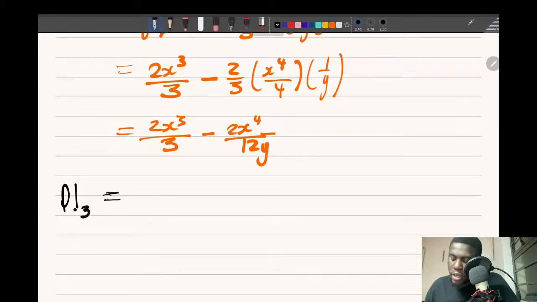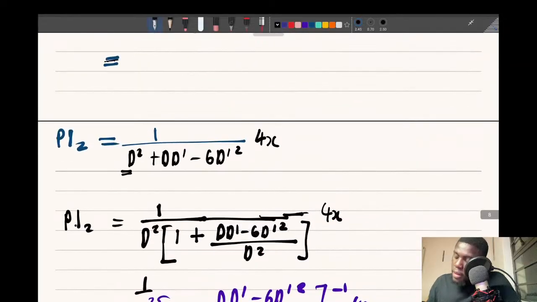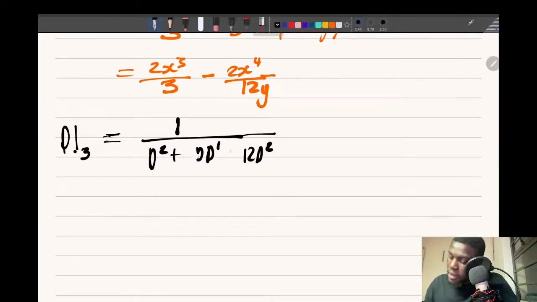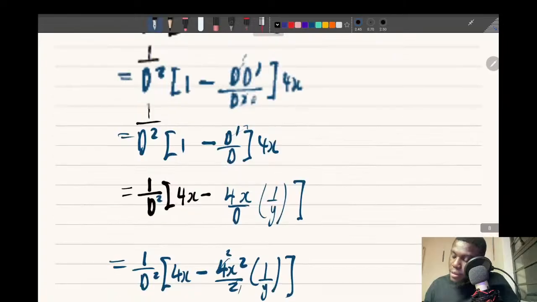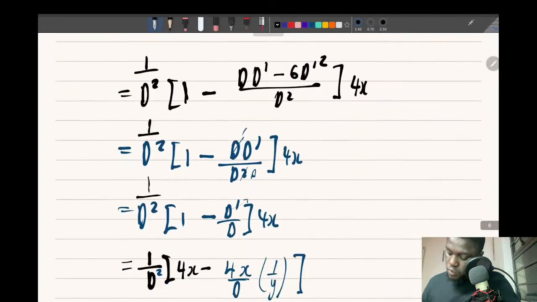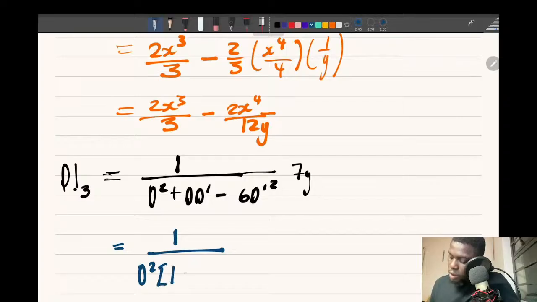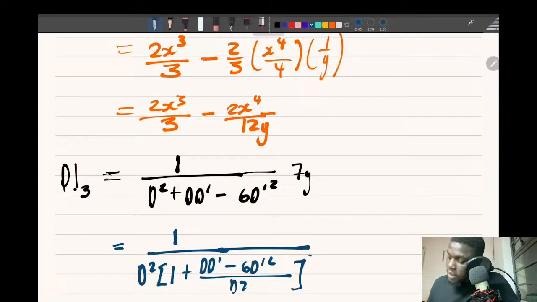So this is going to be equal to, for my particular integral number 3, 1 over the very same thing, D squared plus D D prime minus 6 D prime squared. I don't know, what did we have? D plus D prime minus 6D prime, all squared. So it's plus D prime, then minus 6D prime, all squared. Then what is it multiplying? The third thing, 7y. It is multiplying 7y. The whole journey keeps going, and it'll just lead to 1 over D squared outside. Then here we say 1 plus D prime minus 6D prime squared over D squared, to the negative 1, by 7y.